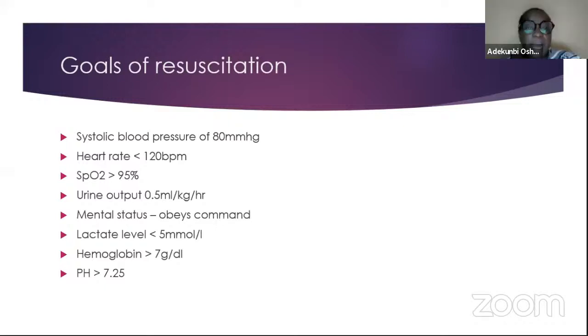At least the patient is alert and is able to obey commands. You want to make sure the saturation has come up and the Glasgow Coma Scale has come up. A patient that was not responsive or lethargic is able to respond.